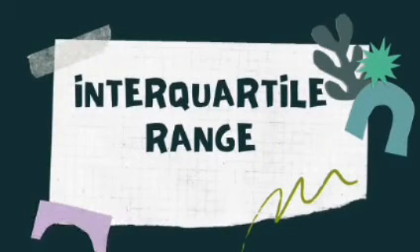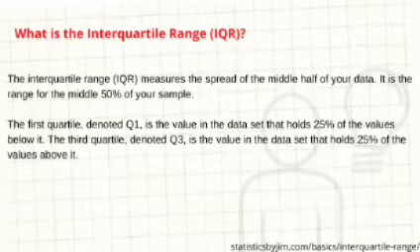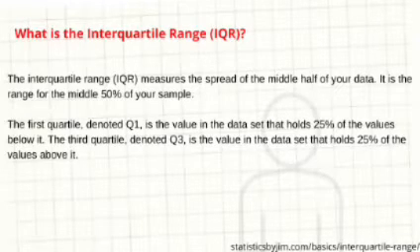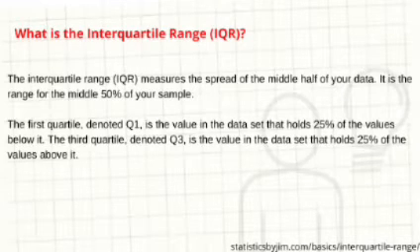Hello everyone, today I'm going to explain what is interquartile range. So what is interquartile range? The interquartile range, or IQR, measures the spread of the middle half of your data. It is the range for the middle 50% of your sample.